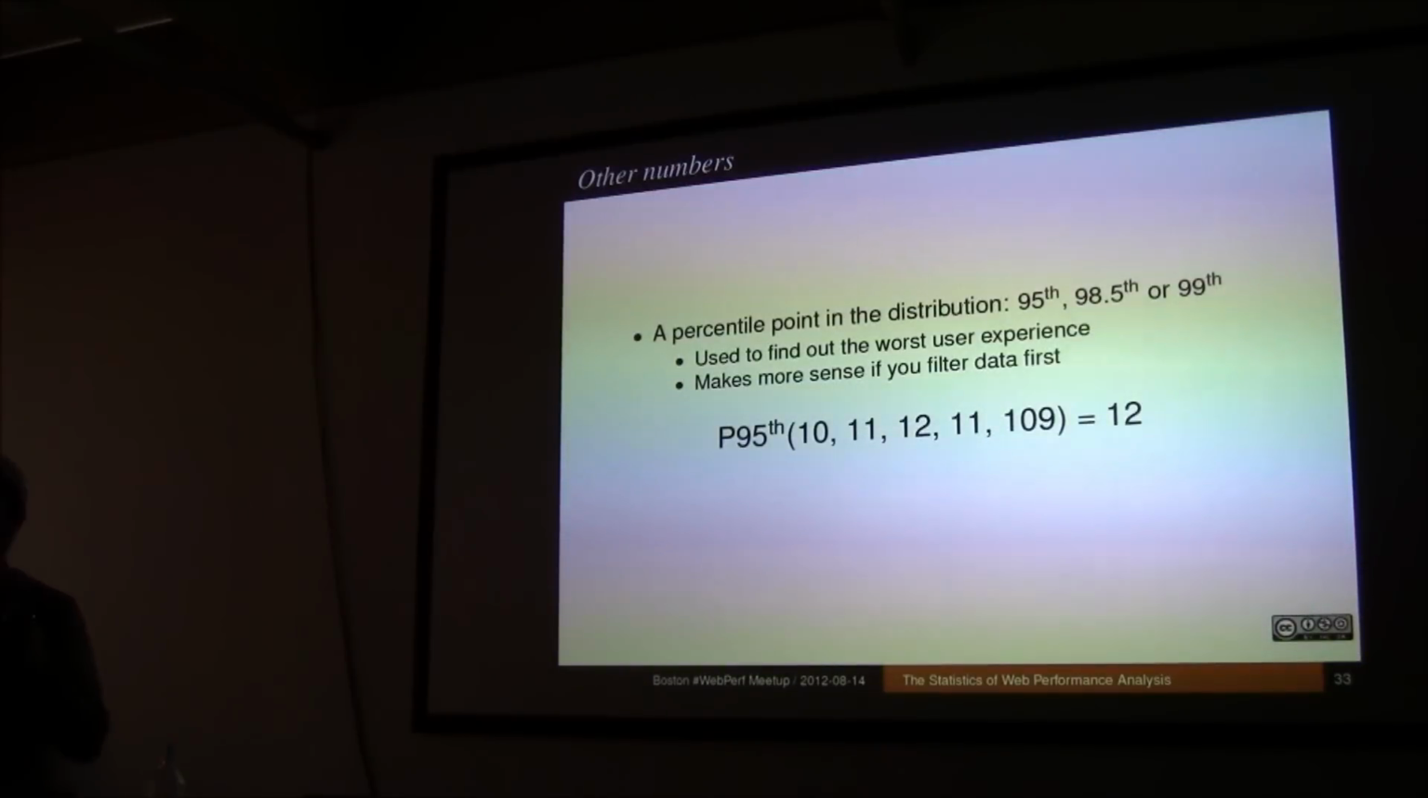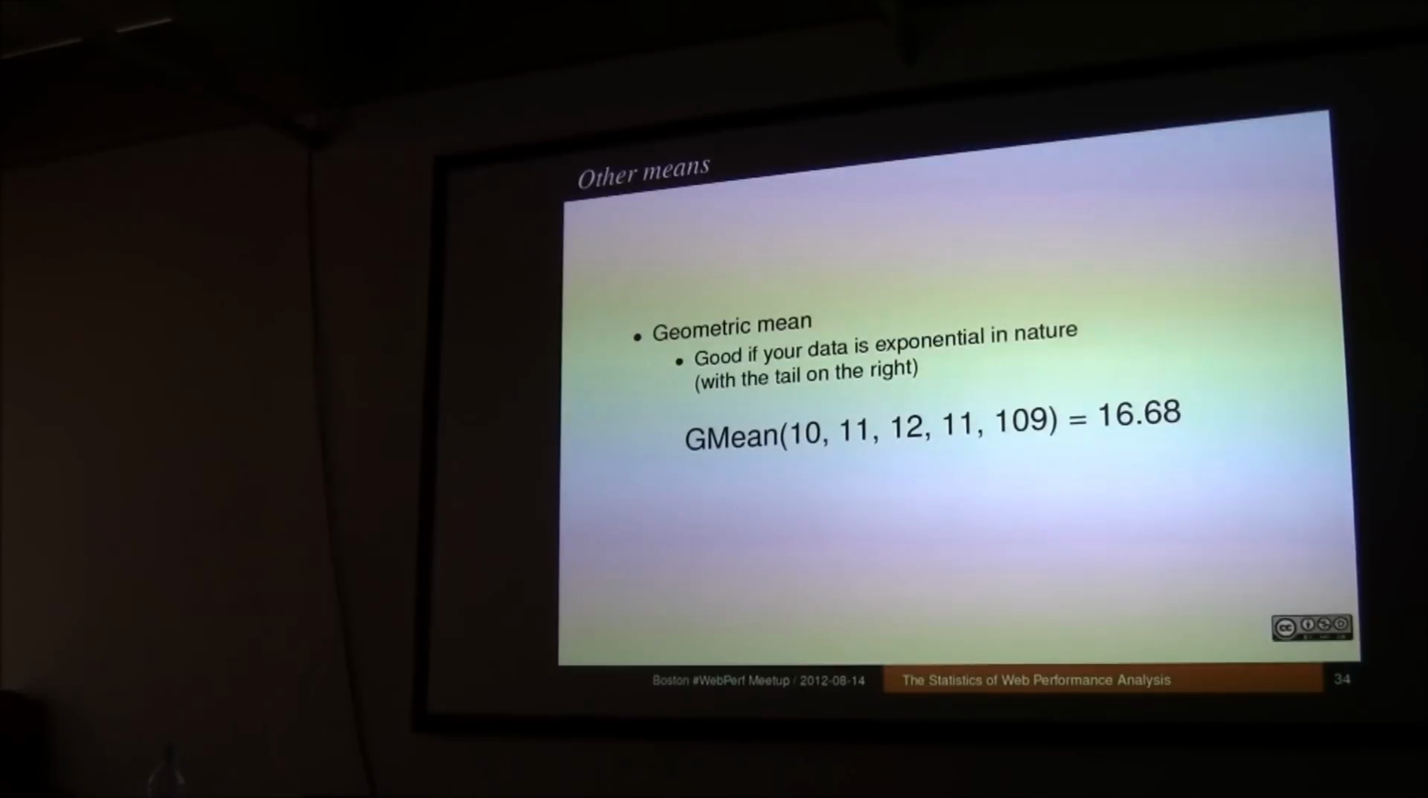So you want your middle point to be good, but you want your 98th percentile to be sort of tolerable. Otherwise, you're still losing people.